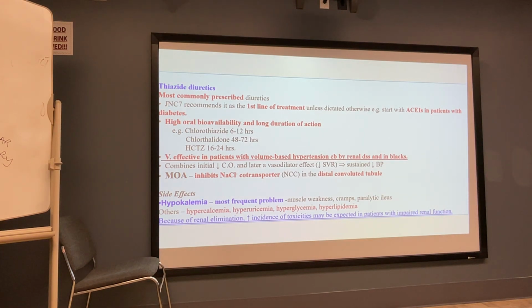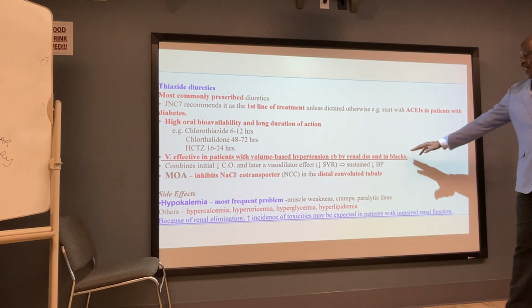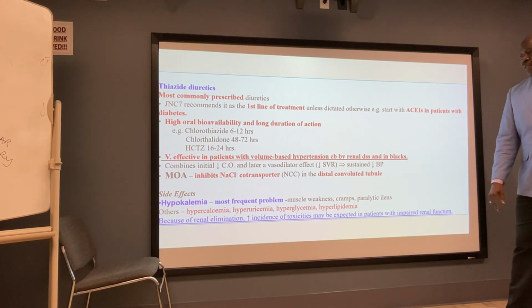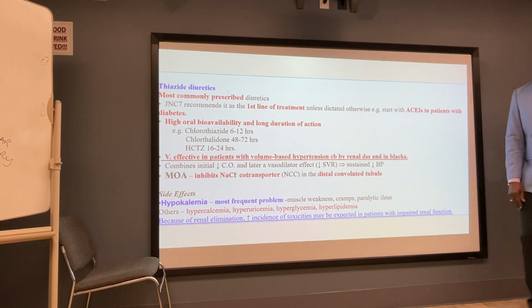We want to get rid of as much volume as possible, and this is usually so in those that have renal disease. Then, what are the side effects of thiazide diuretics? The most frequent problem you have with them is hypokalemia. By losing a lot of potassium, you end up with hypokalemia.